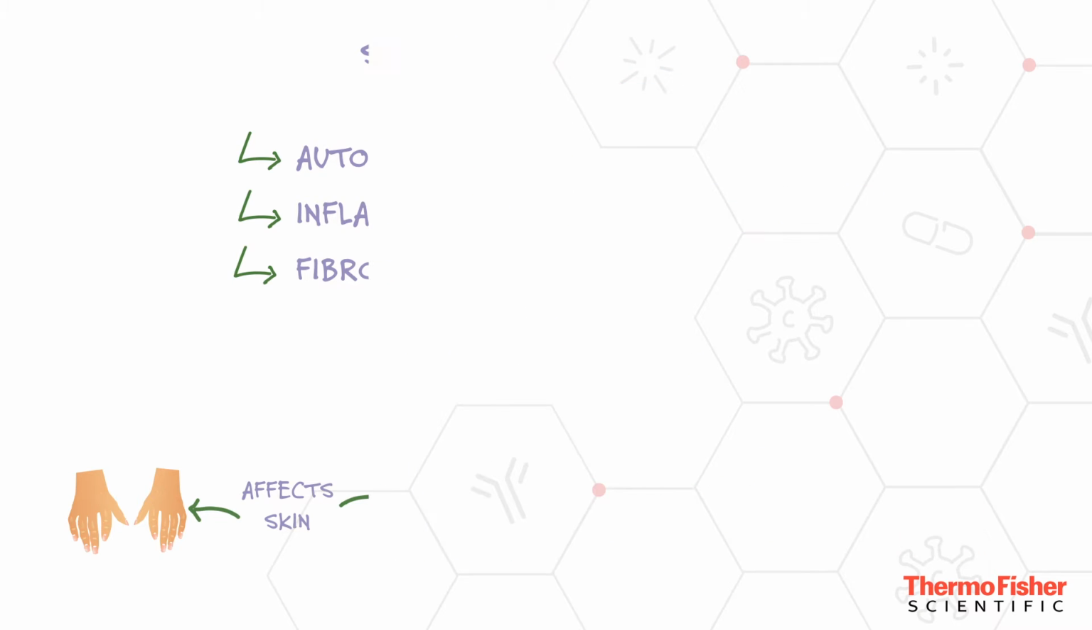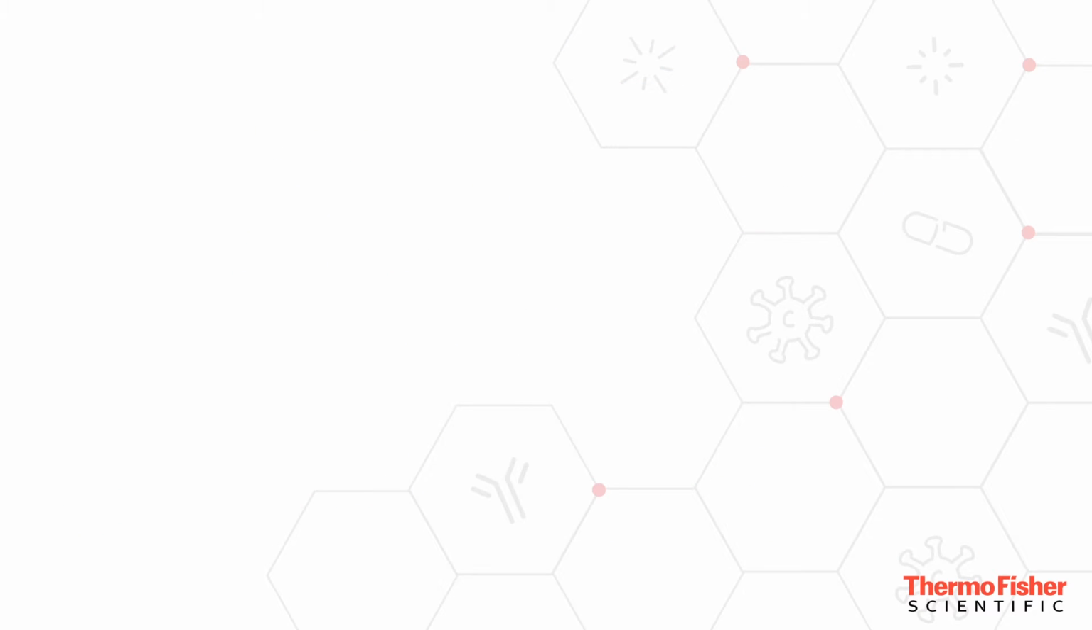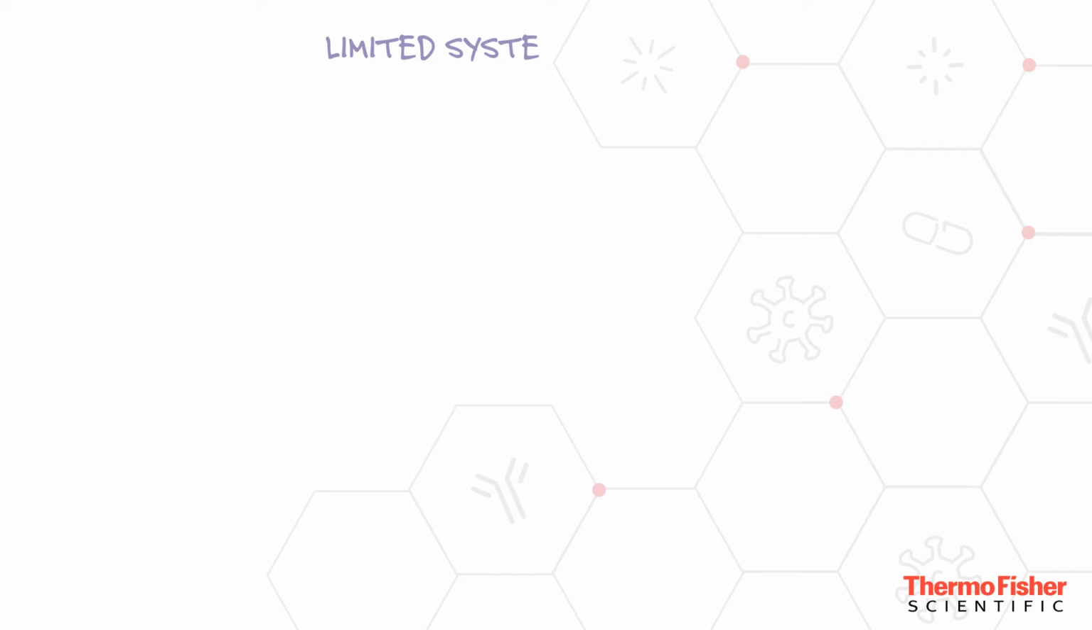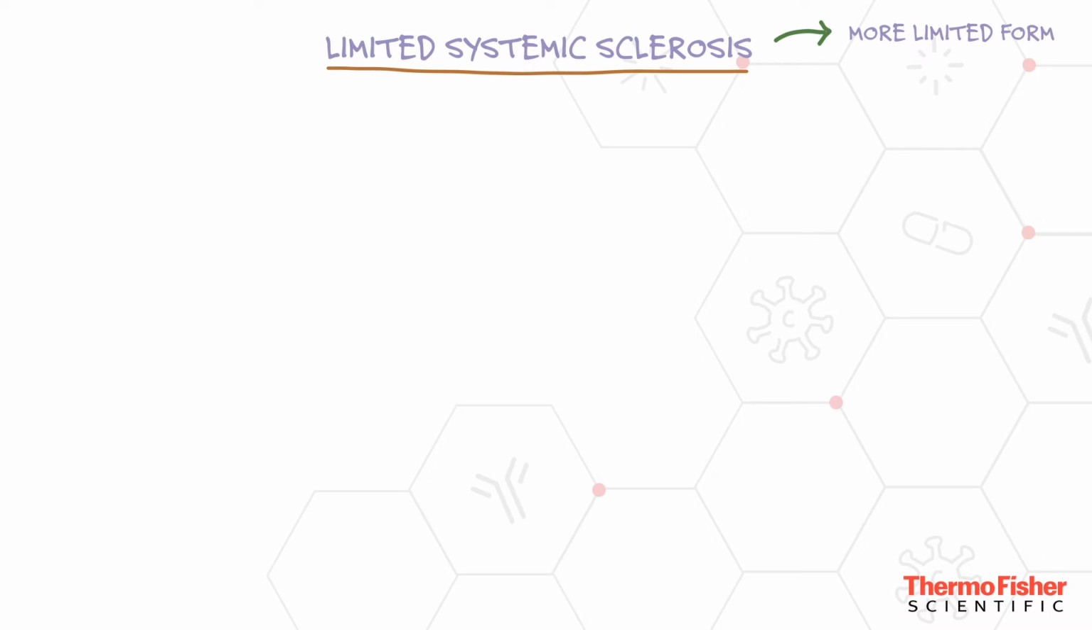blood vessels. The two forms are limited systemic sclerosis, which is sometimes called limited cutaneous sclerosis, and diffuse systemic sclerosis, which is also called diffuse cutaneous systemic sclerosis. We will use the terms limited systemic sclerosis and diffuse systemic sclerosis. Limited systemic sclerosis is, as the name says, the more limited version of systemic sclerosis. Usually the fingers and sometimes the face are affected by thickened skin. This is a milder form of the disease.